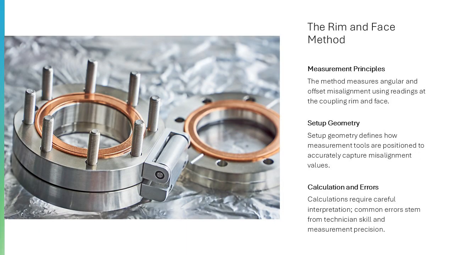The rim and face method measures angular and offset misalignment using readings taken at the coupling rim and face. This slide describes setup geometry, calculation methods, and typical sources of error. While effective, the method requires high technician skill and careful mathematical interpretation.